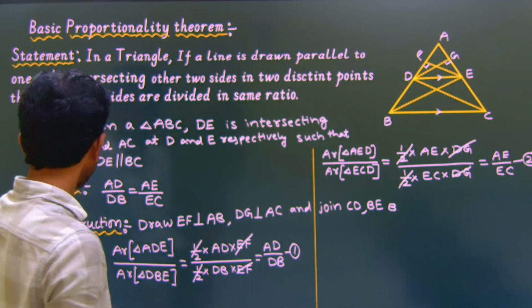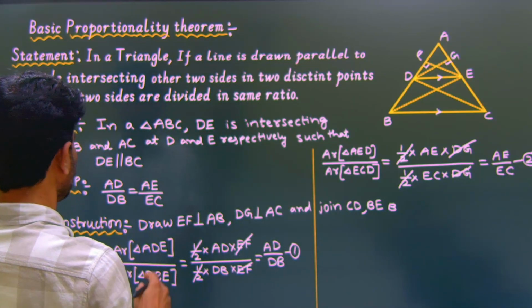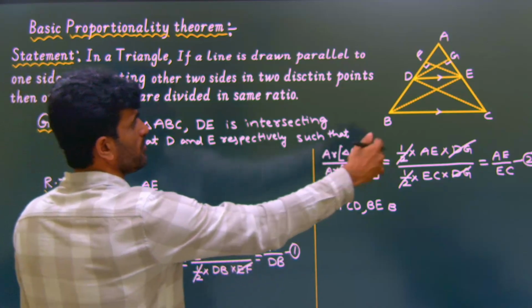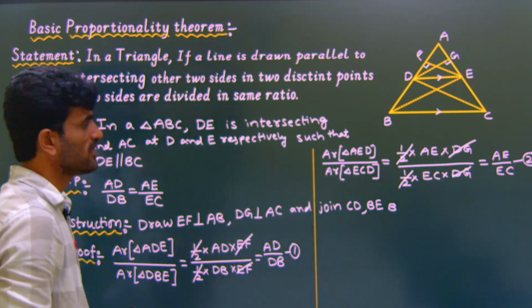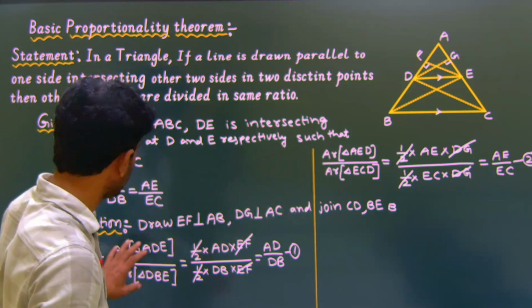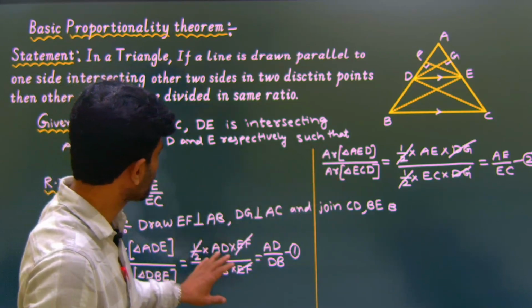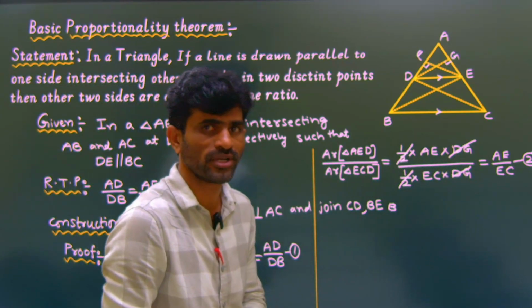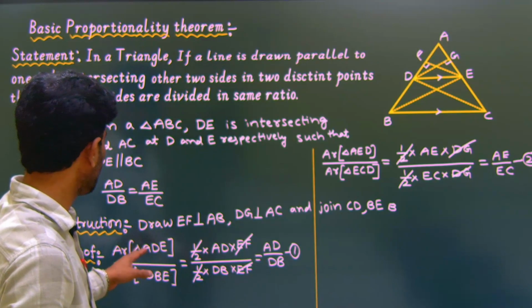Now we got 1 and 2. So in 1 we got AD by DB, in 2 we got AE by EC. Now how can we say that AD by DB is equal to AE by EC? If on the LHS these two ratios are equal, on the RHS also we can say AD by DB is equal to AE by EC. So now we will compare the LHS side.